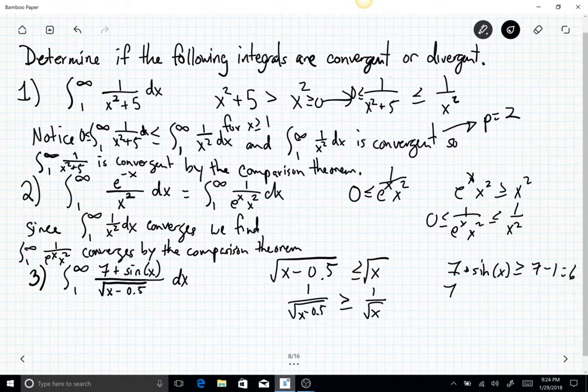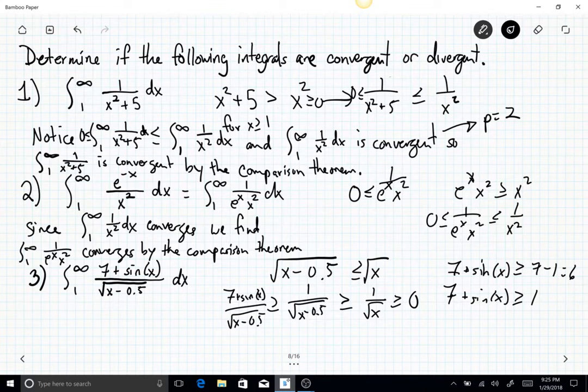But 6 is larger than 1. If you don't remember this, we have other issues. So 7 plus sine of x is greater than 1. So notice we can create this inequality, 7 plus sine of x over square root of x minus 0.5, and this is greater than or equal to 0. Since we have a greater than or equal to 0, we have some smaller function. So we have our inequality that we desired.